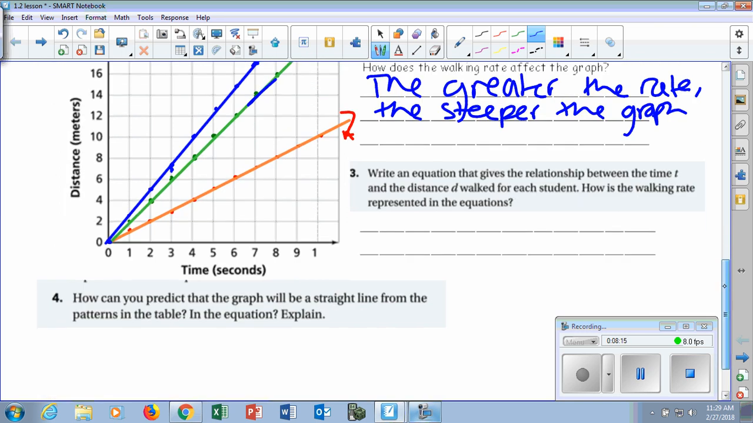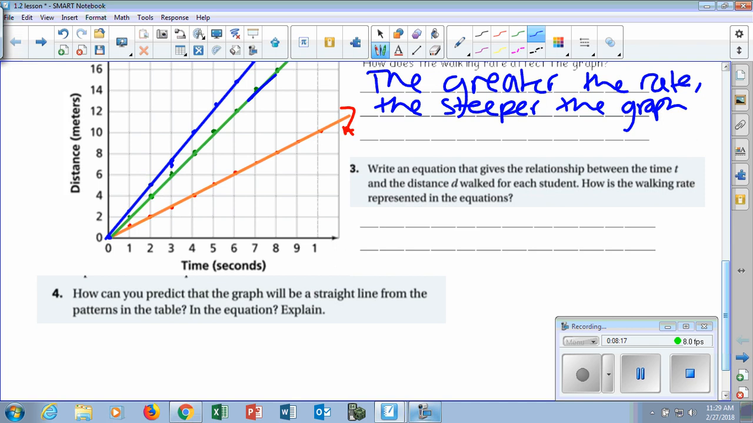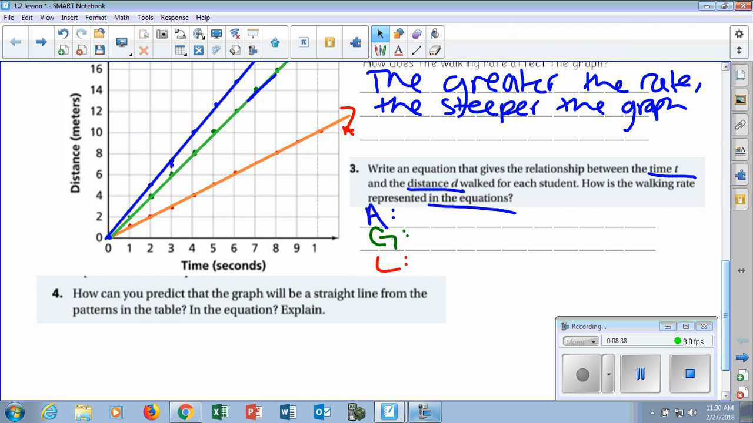As we go on to 3, write an equation that gives you the relationship between the time, t, and the distance, d, walked for each student. How is the walking rate represented in this equation? Okay, so I know Elena, there's hers. We did Gilberto in green, and Leanne in red. So we want to come up with an equation. D equals something. D equals something, and we want our time. Well, we know 1 second in our time is 1 meter in Elena's time. So D is really just going to equal T.